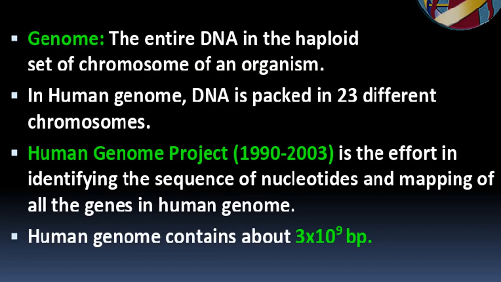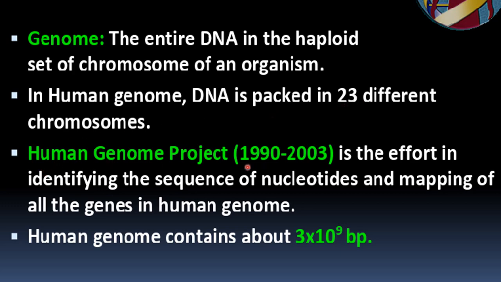First of all, you need to know what is genome. The entire DNA in the haploid set of chromosomes of an organism is called genome. In human genome, DNA is packed in 23 different chromosomes. As you know, what is the haploid set of chromosomes in an organism? In human beings, that is 23 chromosomes. 23 pairs of chromosomes are present in human, so these are 23 chromosomes, you can say.